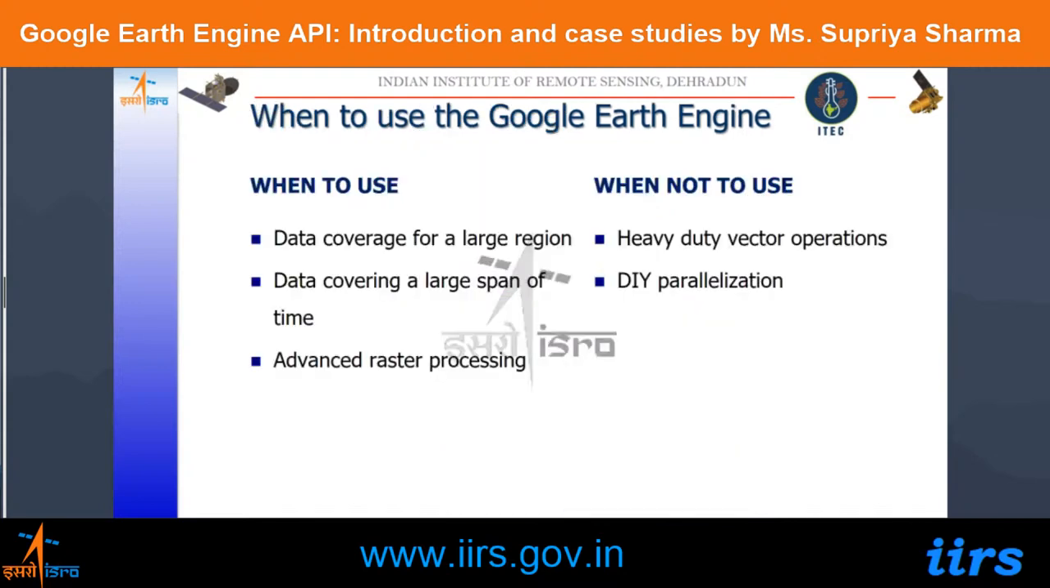Another thing that you cannot control over the Google Earth Engine is the parallelization. You cannot control the details of parallelization. You cannot control how many machines the analysis is being performed on and how your data is distributed. All that is not controllable by the user. So if you want to control the details of how parallel processing is performed, then Google Earth Engine might not be the right choice.